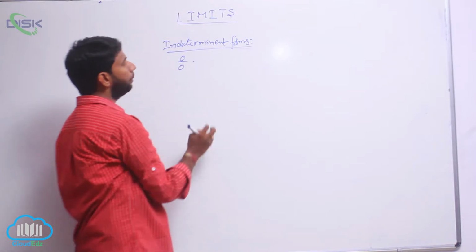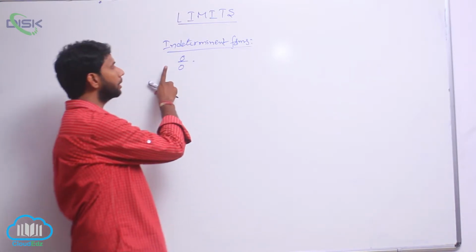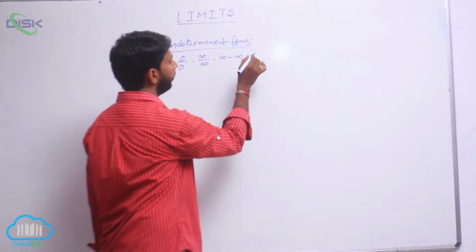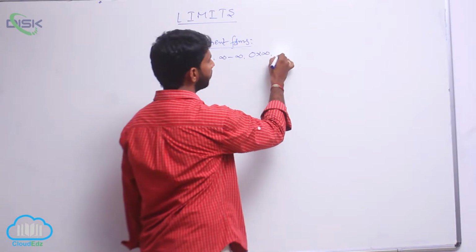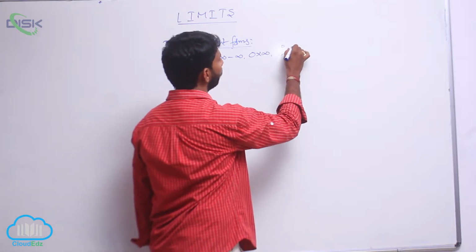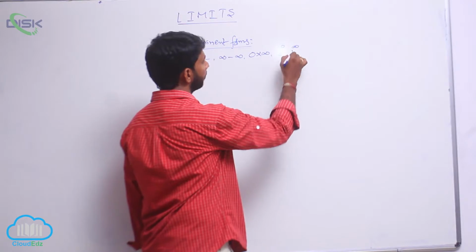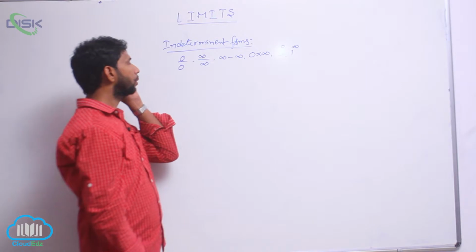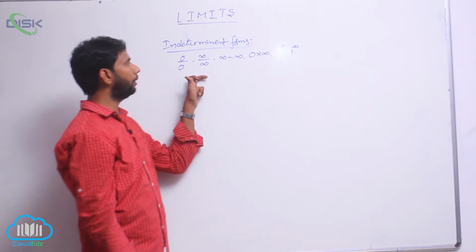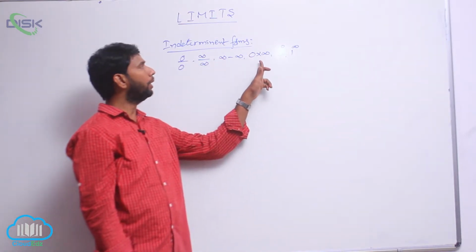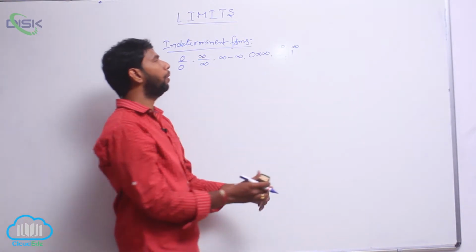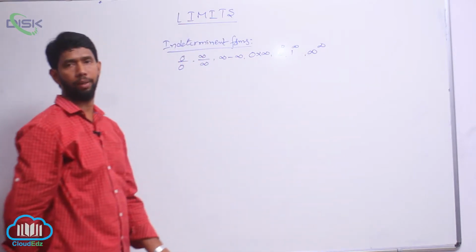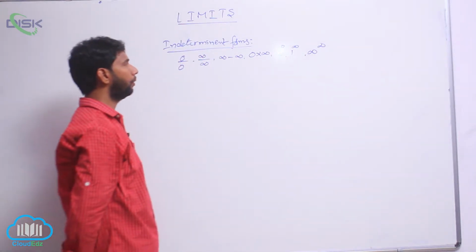Any limit value of the functions that are of the form 0 by 0, infinity by infinity, infinity minus infinity, 0 into infinity, 0 power 0, 1 power infinity, and infinity power infinity are said to be indeterminate forms.